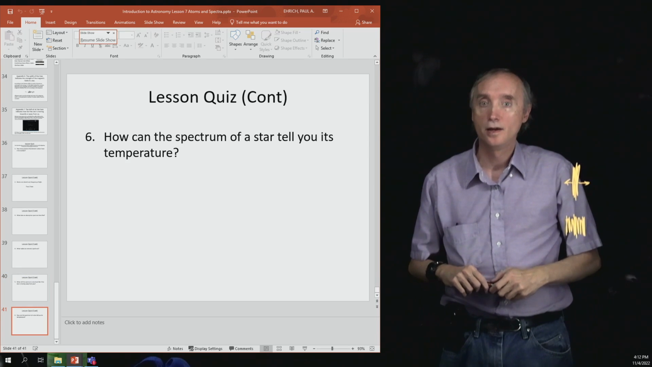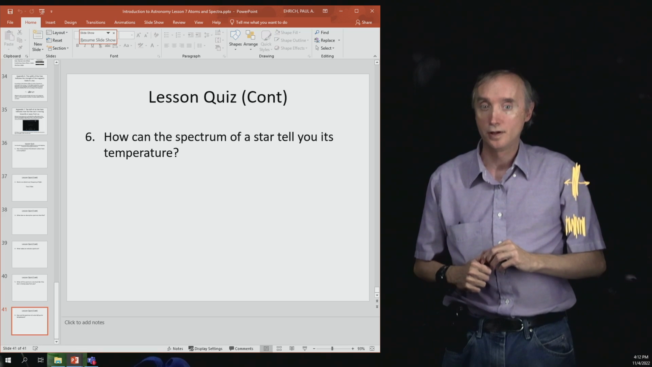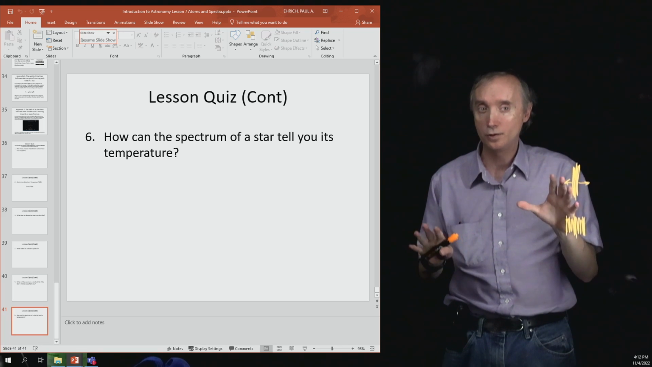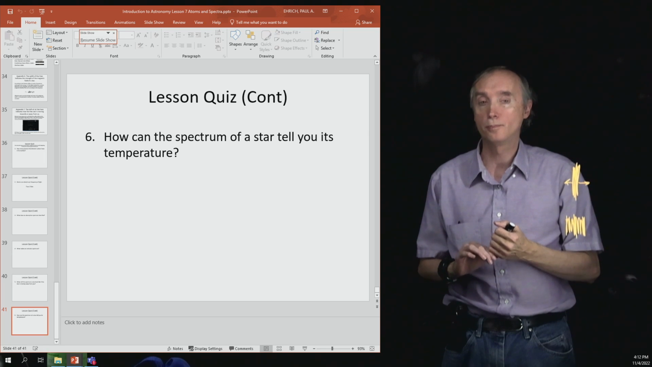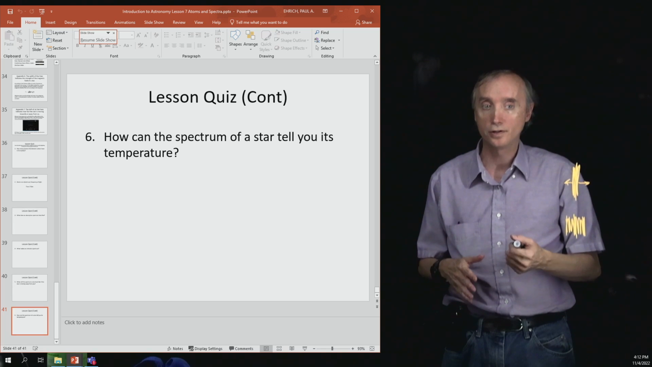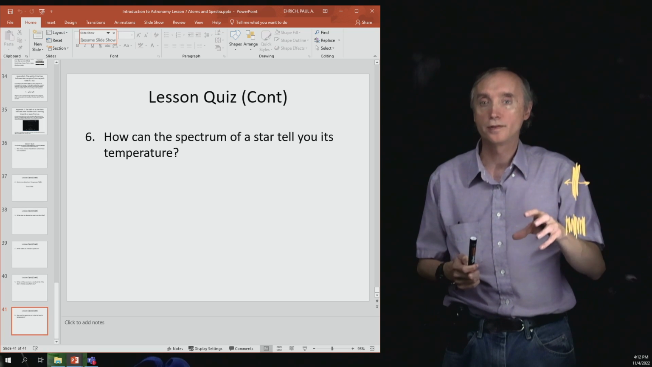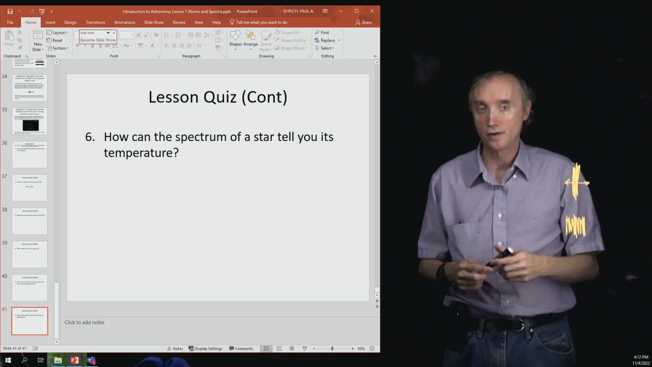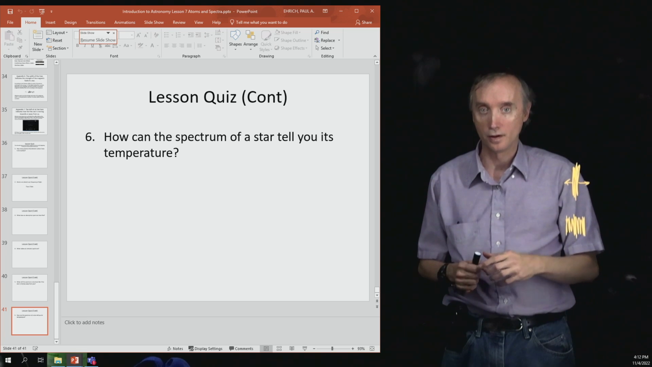Number 6, how can the spectrum of a star tell you about its temperature? Well, there were 2 methods, but the big one, the one that I really wanted you to know, was look for the brightest color in the spectrum and then use Wien's law. So you're going to use the maximum wavelength is equal to 0.0029 divided by T, and then you can solve it for the temperature. The other method was by looking at the width of the lines.